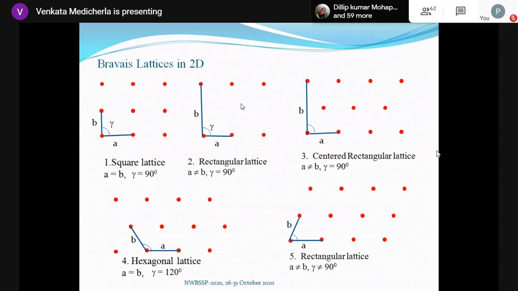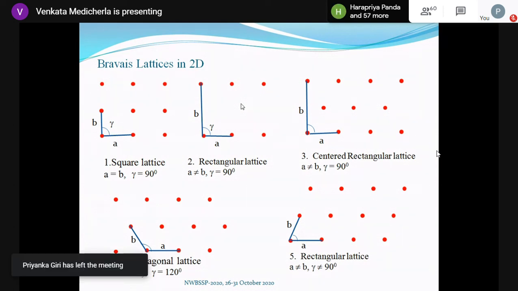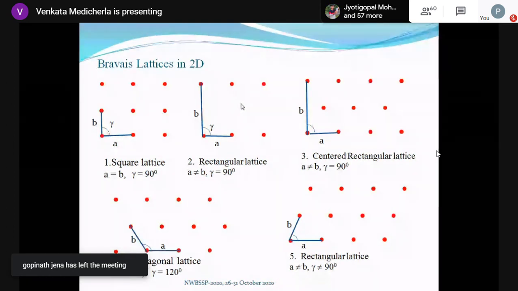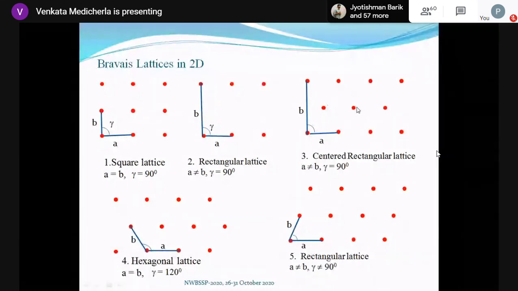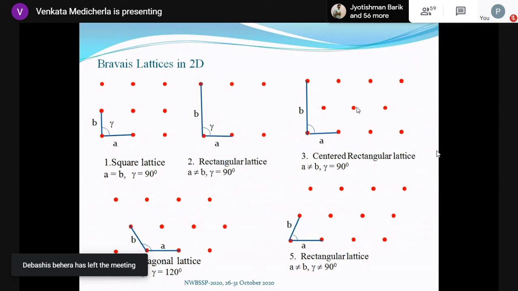Okay, so we have 5 Bravais lattices possible in 2 dimensions. Only 5. The first one is the square lattice, the simplest one: A is equal to B and gamma is equal to 90 degrees. The second one is the rectangular lattice: A not equal to B but gamma 90 degrees. The third one is the centered rectangle. In this rectangular lattice, you take one center of the rectangle as one dot. Centered rectangular lattice: A not equal to B, gamma 90 degrees.